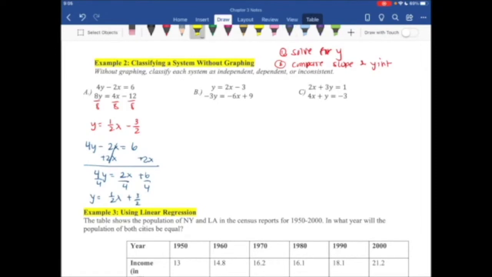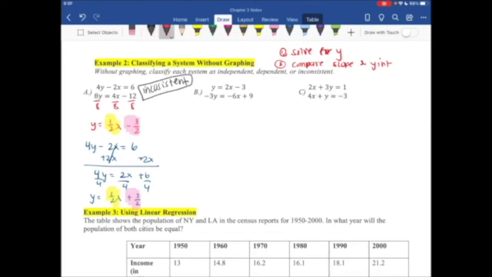Now we can compare the slopes. We have a slope of 1/2 and a slope of 1/2. If you look back at the three different systems, both inconsistent and dependent systems have the same slope. So now we have to look at the y-intercepts, -3/2 and +3/2. Since they're different, this tells us that we have parallel lines, which is considered an inconsistent system.